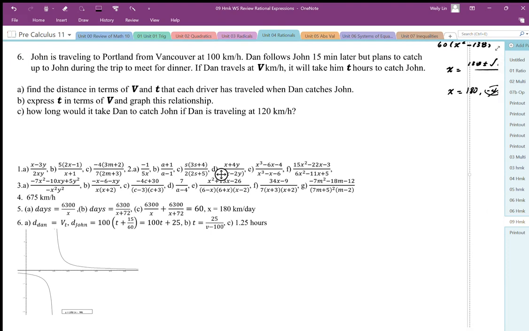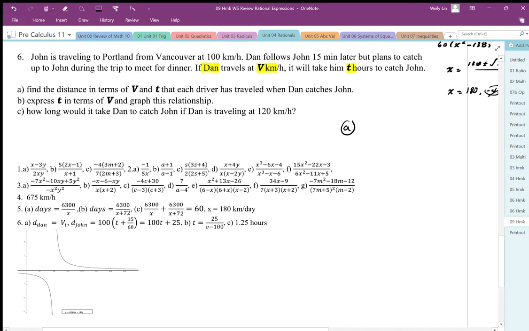John's traveling to Portland at 100 kilometers an hour, and Dan follows John 15 minutes later and plans to catch up to John. So he's going to travel for 15 minutes less. John's going to travel for 15 minutes more. So if Dan travels at v kilometers an hour, and it takes him t hours to catch John, the v kilometers an hour and t hours relate to Dan. So we want to find the distance in terms of v and t for Dan and John.